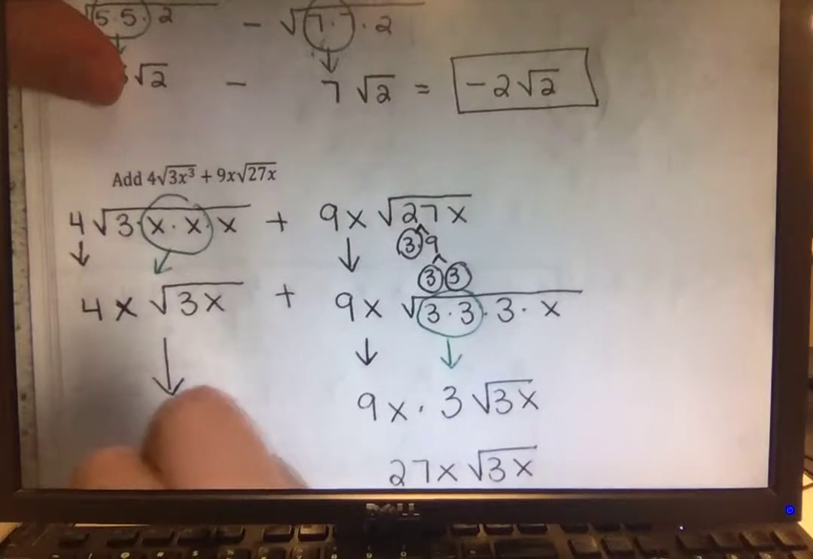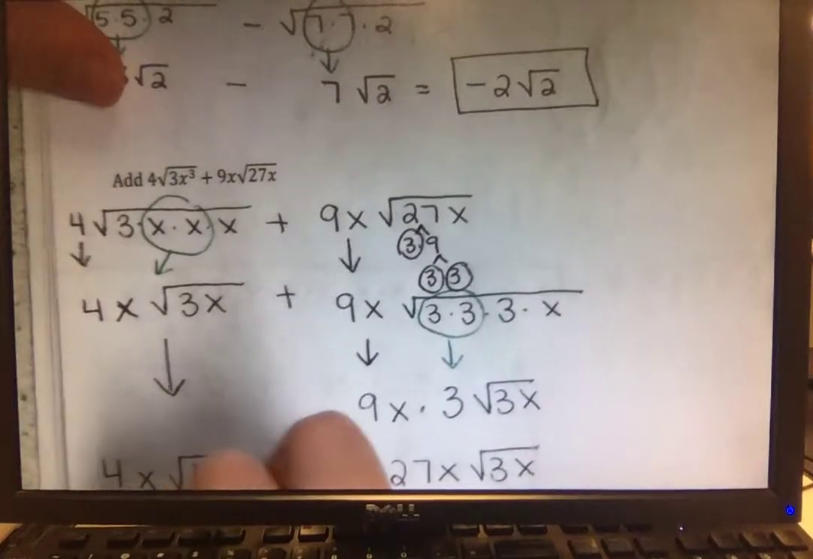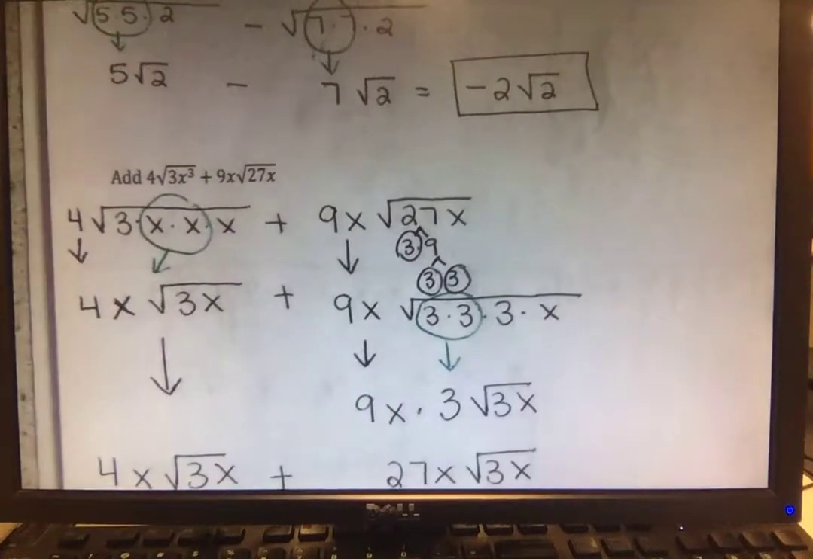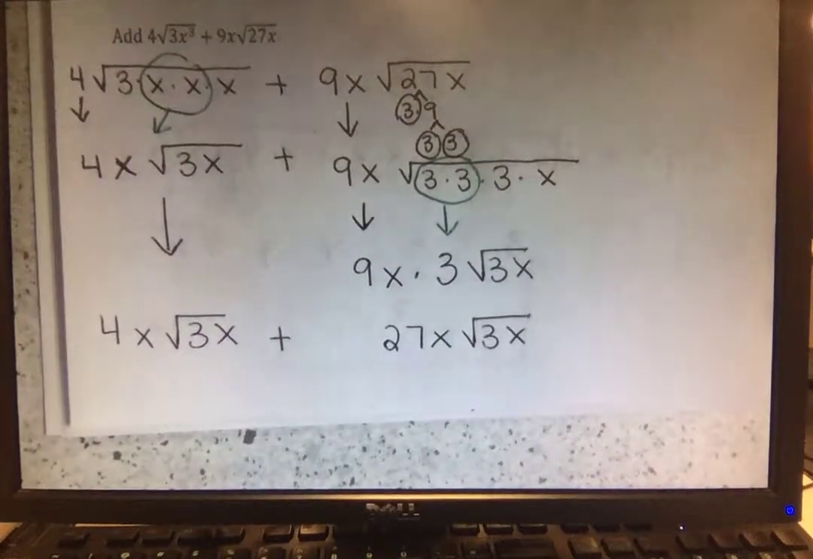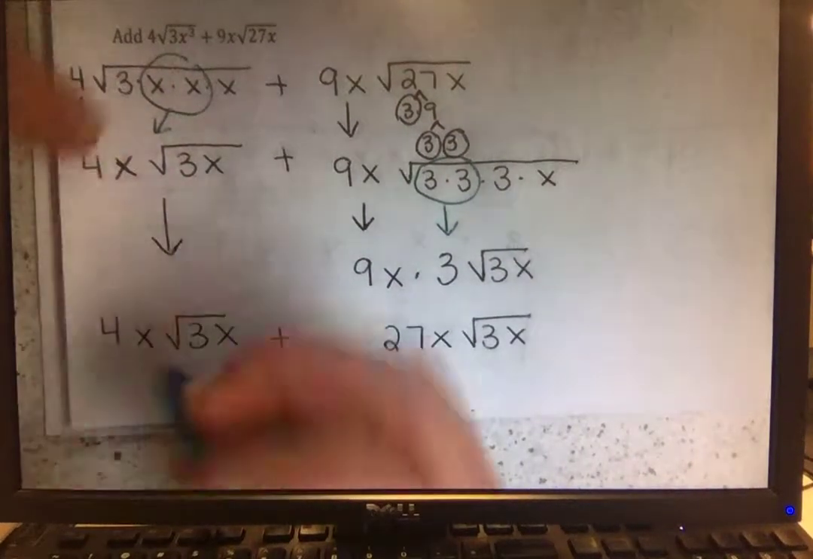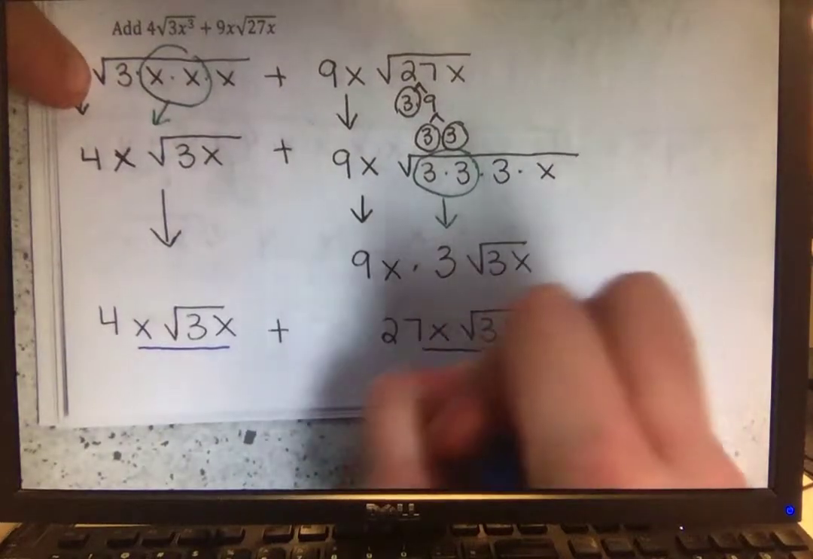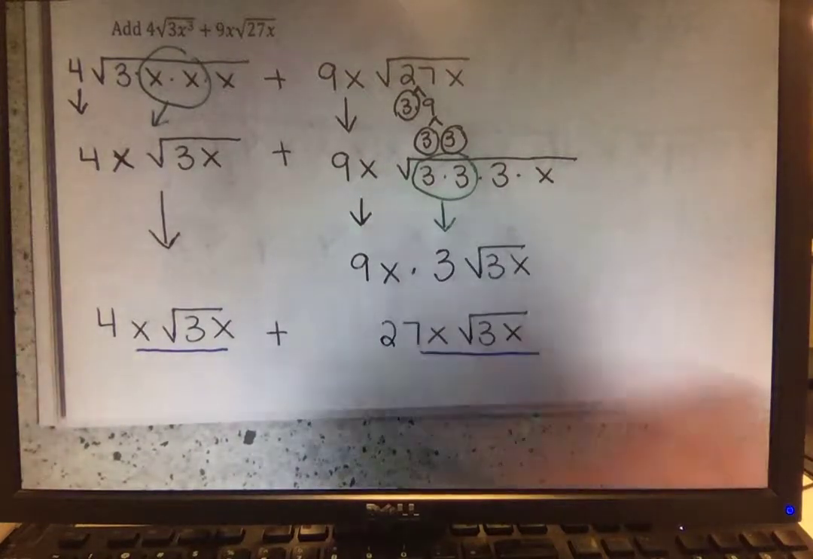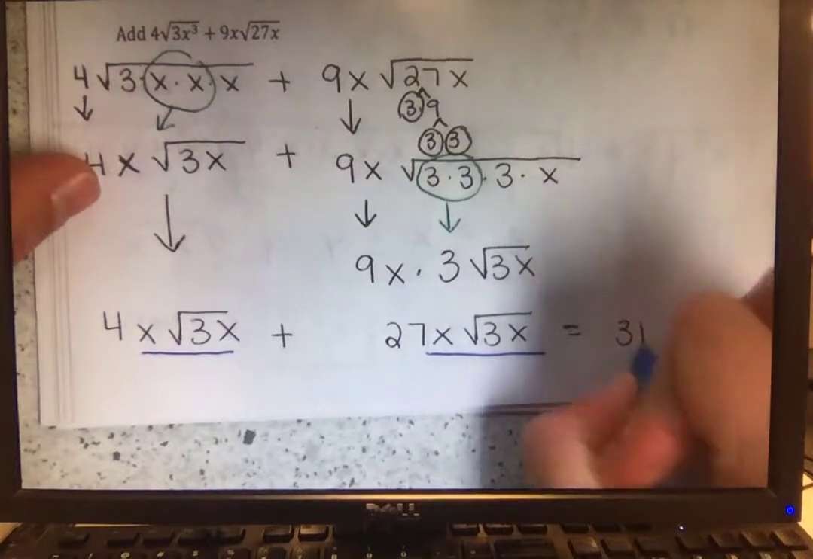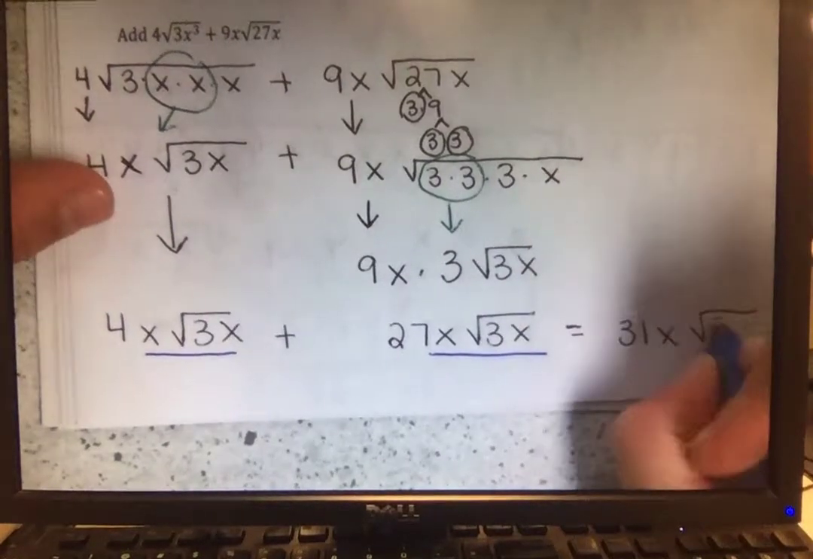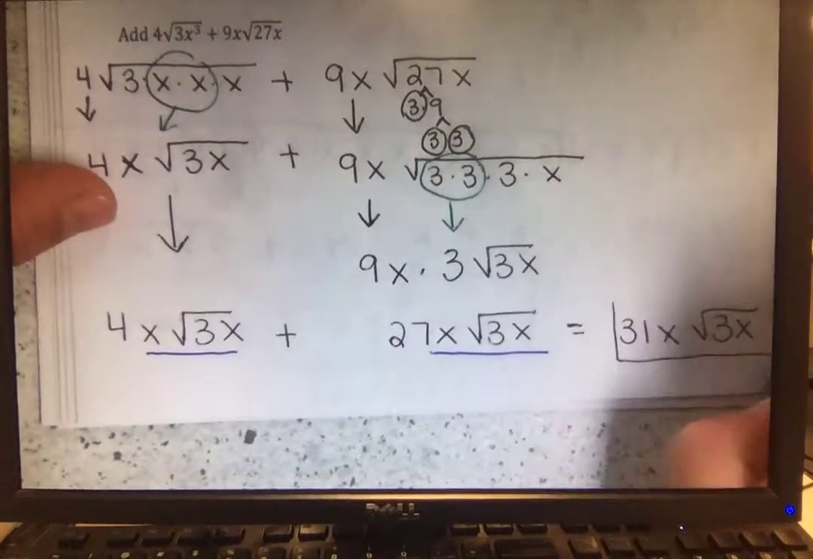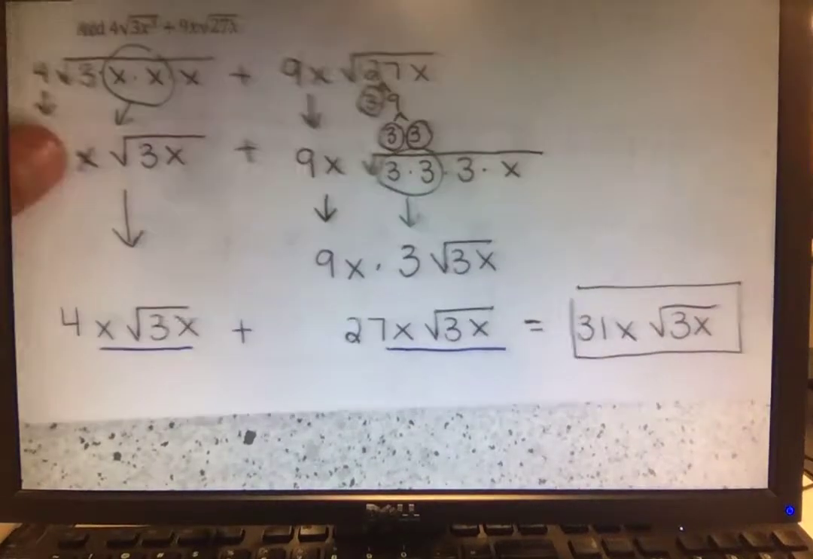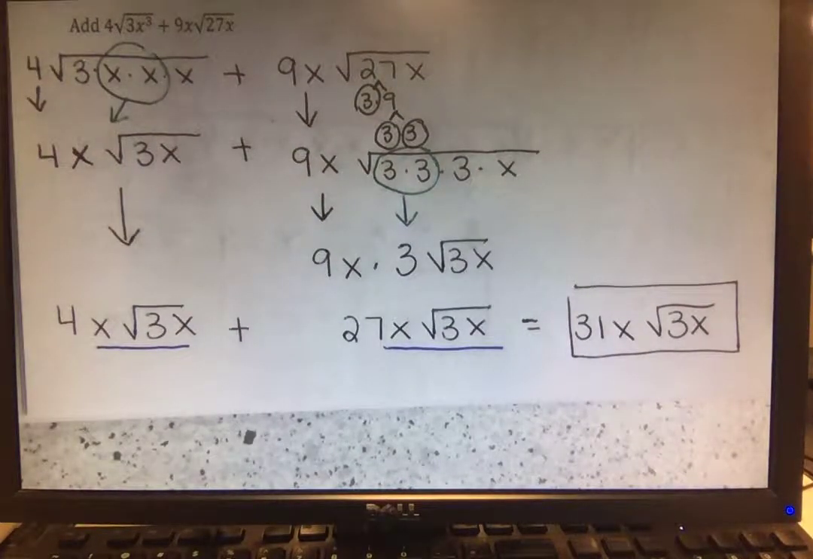So now we have 4x square root of 3x plus 27x square root of 3x. So now these are like terms because they are both x square root of 3x. So if we have 4 plus 27, 4 things plus 27 things will give us 31 things, so 31x square root of 3x. Final answer for that one. Next page.